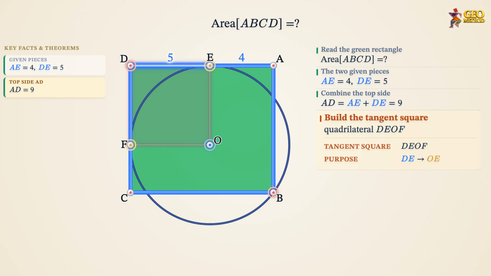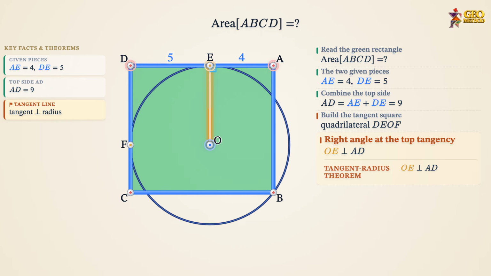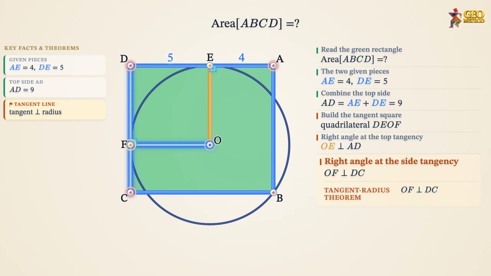The two tangent radii and the rectangle corner form quadrilateral DEOF. We will show it as a square and transfer the given 5 onto the radius. Draw radius OE. At tangency E, it meets side AD at a right angle, shown by the right angle marker. Draw radius OF. At tangency F, it meets side DC at a right angle, giving the second right angle marker.